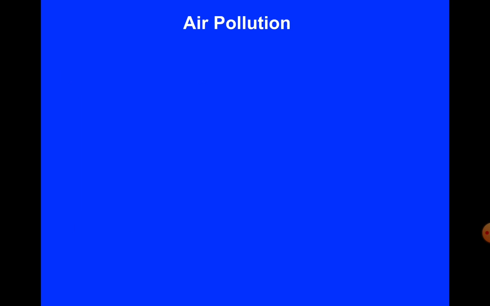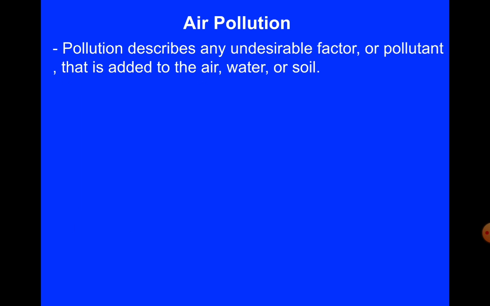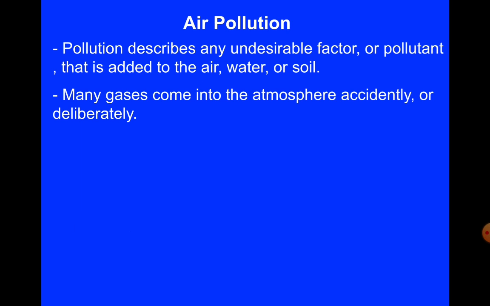Air pollution. What is pollution? Pollution describes actually an undesirable factor of a pollutant that is added to the air or the water or the soil. In this case, we discuss the air pollution. Many gases come into the atmosphere accidentally or deliberately. Accidentally by volcanoes, for example, or just gases released by the soil, yeah, by the earth.